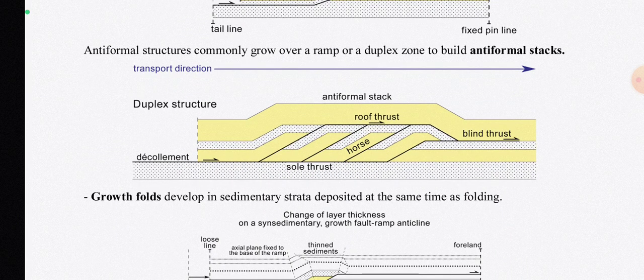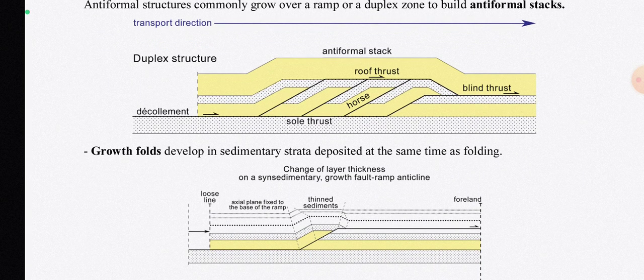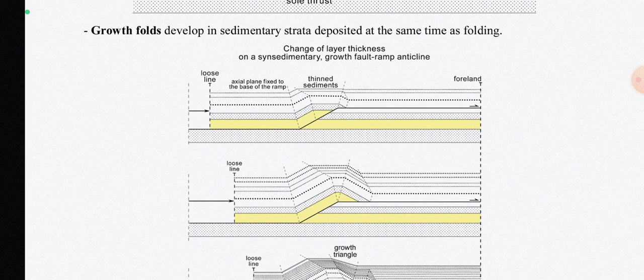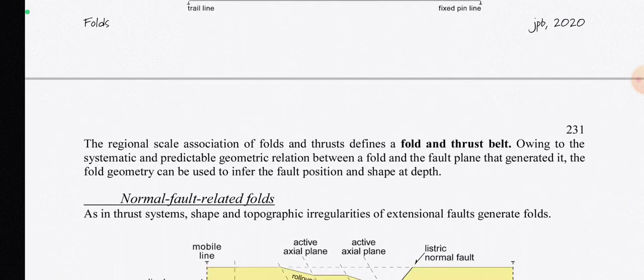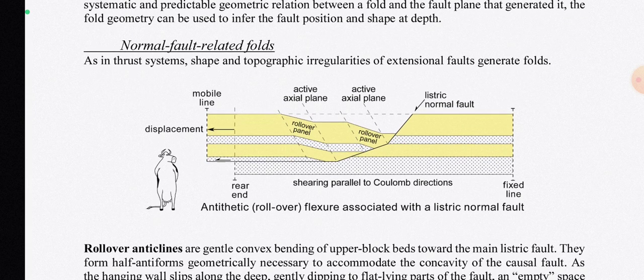Antiformal structures commonly grow over a ramp or a duplex zone to build antiformal stacks. Growth folds develop in sedimentary strata deposited at the same time as folding. The regional scale association of folds and thrusts defines a fold and thrust belt. Owing to the systematic and predictable geometric relation between a fold and the fault plane that generated it, the fold geometry can be used to infer the fault position and shape at depth.